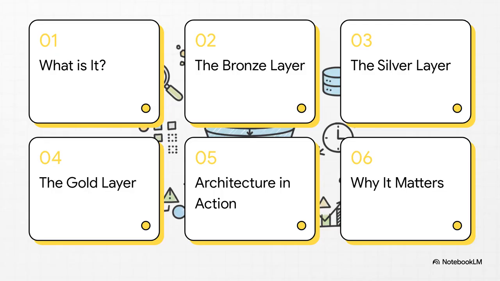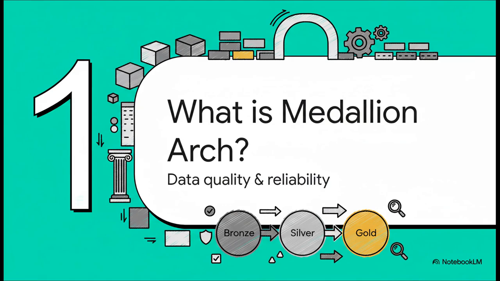All right, here's the game plan for today. We're going to start with what this architecture actually is. Then we'll break down each of its three layers. That's bronze, silver, and gold. After that, we'll see it in action with a cool real-world example, and we'll wrap up by talking about why this whole approach is pretty much becoming the new industry standard. Okay, so let's dive right in.